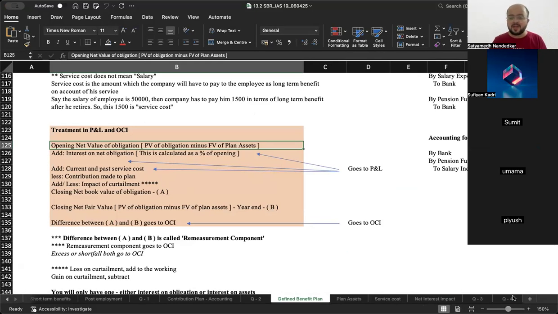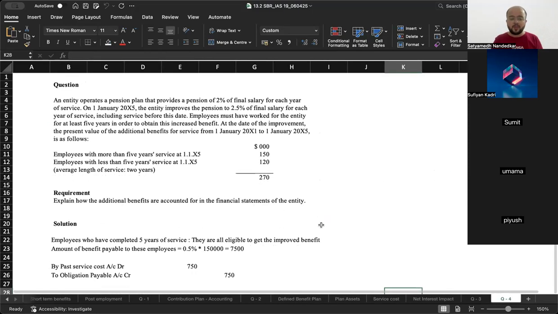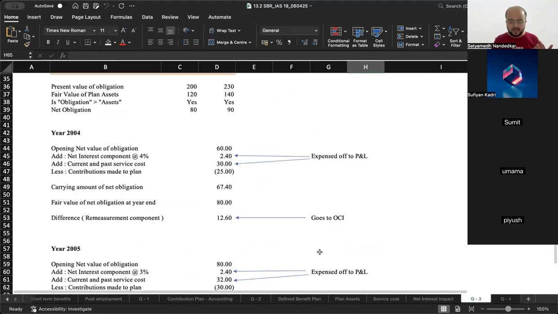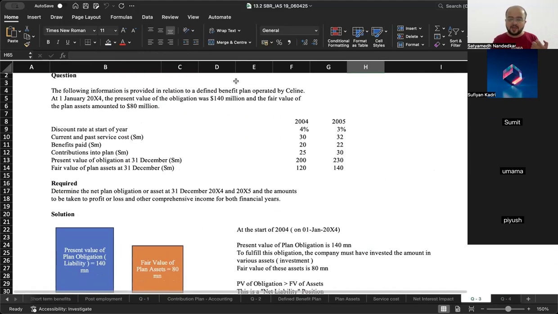One type of question that is fairly frequently tested in this is they ask you to do the whole calculation, then they ask you accounting and they ask you to explain what you have done. Then you will have to give them guidance on where each of the values went and where the values came from. So contribution made to plan, where will it go, where does the current and past service cost go, where does interest on net obligation go? They will just ask you the accounting treatment and then ask you to explain it. So that is one possibility of a question that can be tested. So remembering this table is very important.